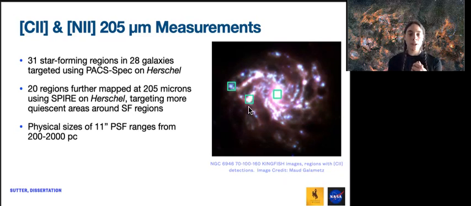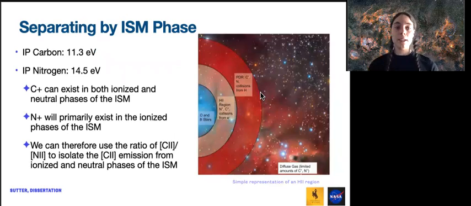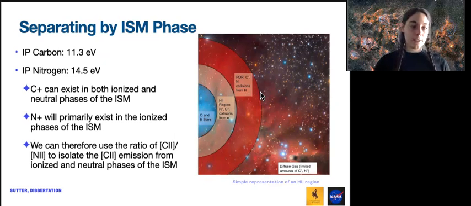So in order to also get information on the more quiescent ISM surrounding these star-forming regions, Beyond the Peak followed up on a subset, 20 of those regions, mapping them with the wider field of view SPIRE instrument on Herschel to get the quiescent areas around star-forming regions. With the information from the carbon-2 and nitrogen-2 lines, we can separate the carbon-2 emission by ISM phase to get an idea of where maybe the C+ deficit is having the greatest effect.